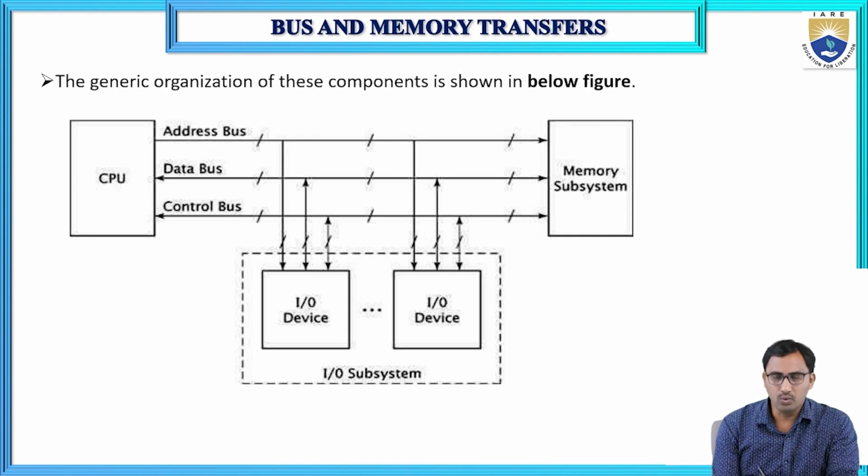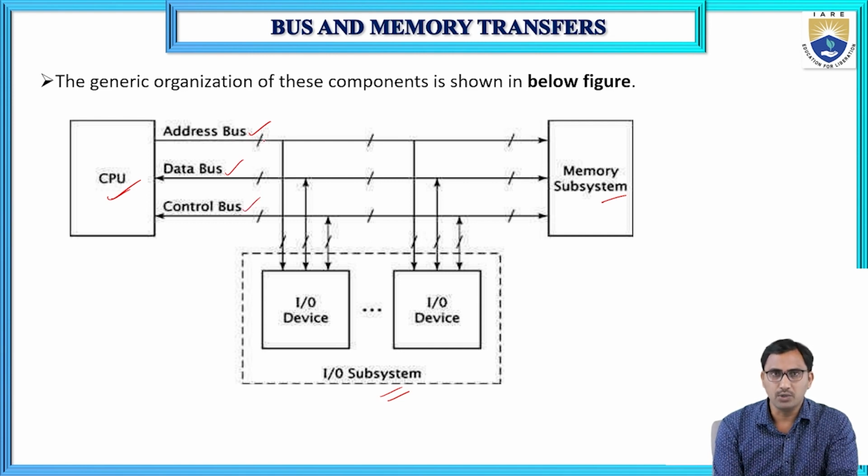So let's see how these various modules are connected using the buses. We have a CPU, memory subsystem, and IO subsystem. These are the three essential parts of the computer, and all these modules are connected through the various buses. In the previous slide, we have seen the types of buses: address bus, data bus, and the control bus.